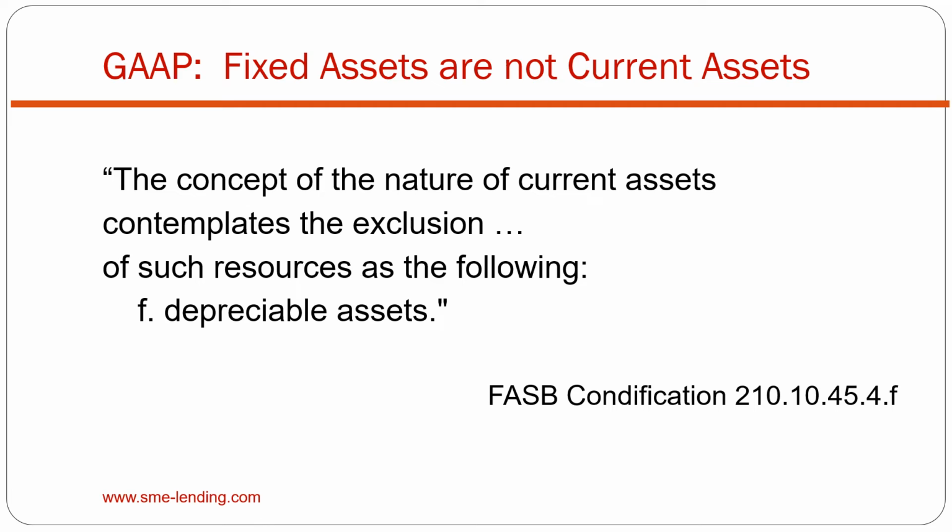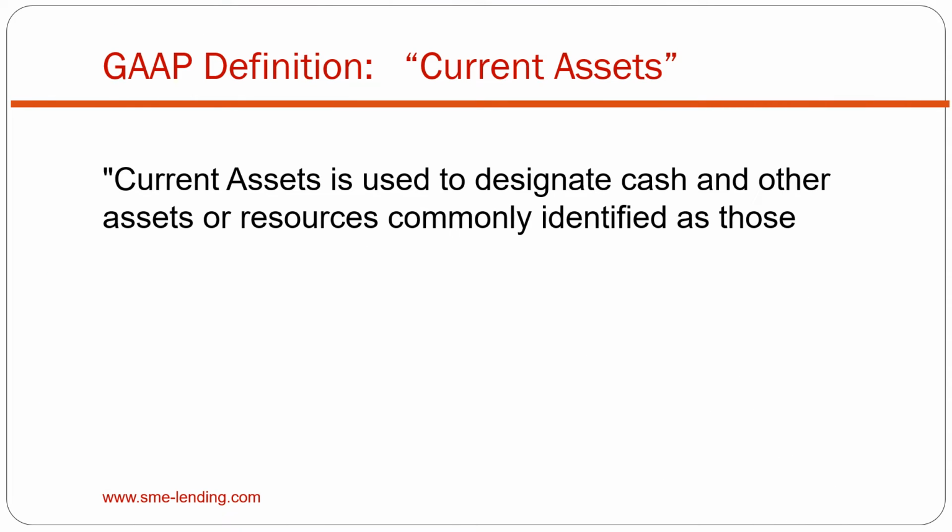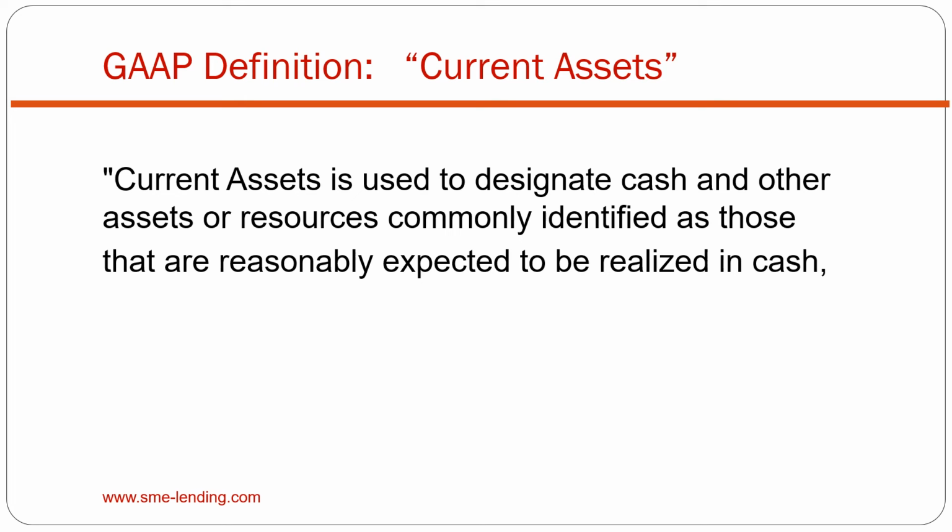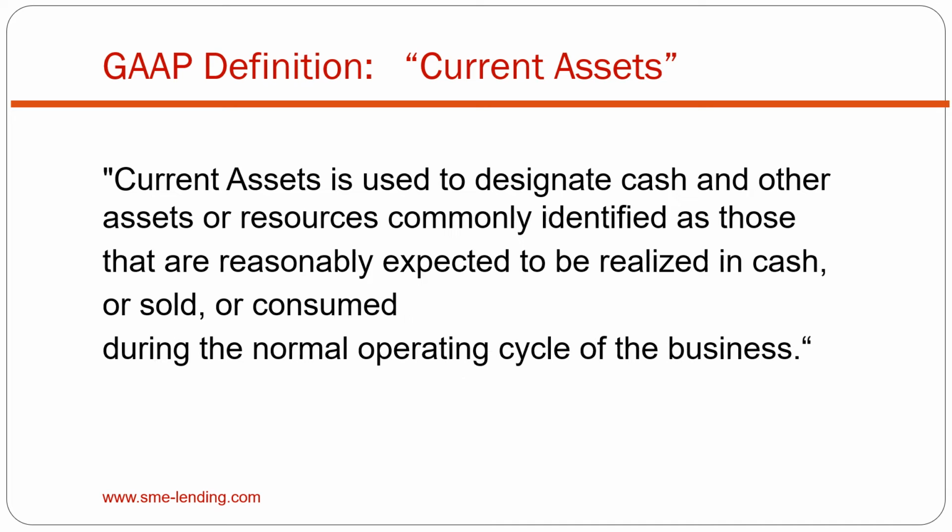The new question for FASB to consider is this. Is the current portion of fixed assets a current asset? In fact, the current portion of fixed assets is entirely consistent with GAAP's definition of current assets. Current assets is used to designate cash and other assets or resources commonly identified as those that are reasonably expected to be realized in cash or sold or consumed during the normal operating cycle of the business.